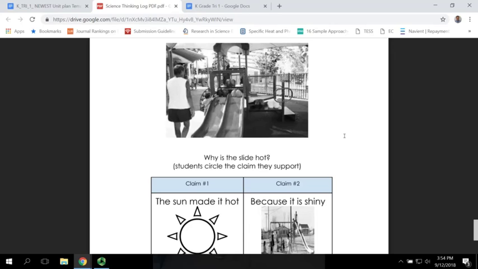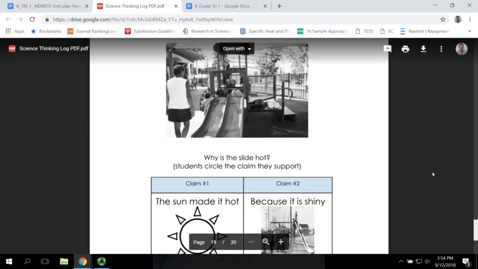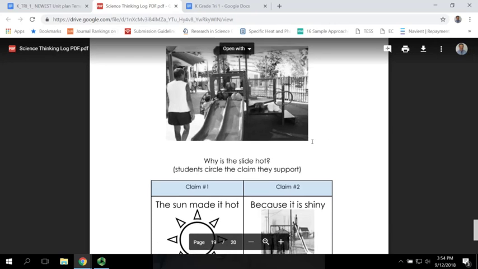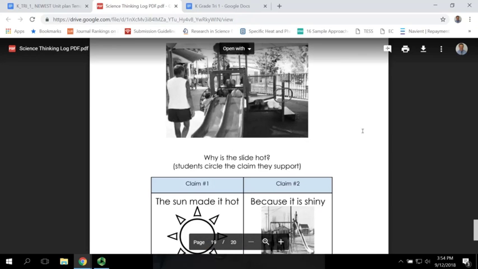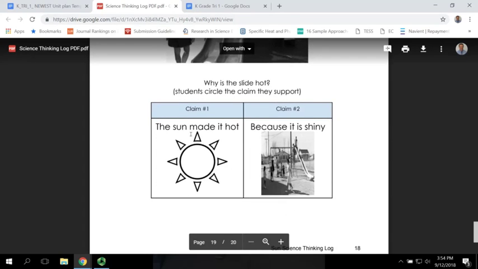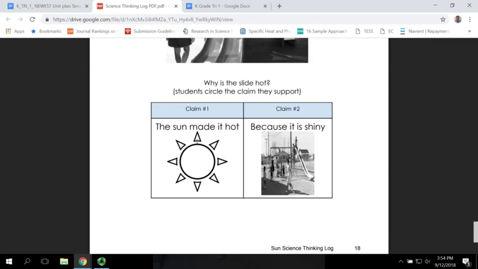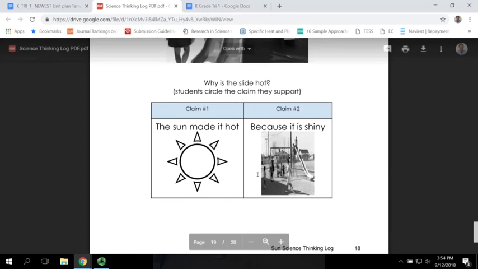Again, later on in the year, in trimester 2 and 3, hopefully they would come up with something to debate, or we could pose another question for them to debate. But for this first one, I suggest using this. So again, it's just, why is this slide hot? Claim 1 is the sun made it hot, and claim 2 is it's shiny. You're probably going to get more that go towards claim 1, but you might get some here. I say, well, I think it's hot because it's shiny. And it's not the shininess that makes it hot, it's the heat from the sun that reflects off that shininess. But you don't want to tell them that.